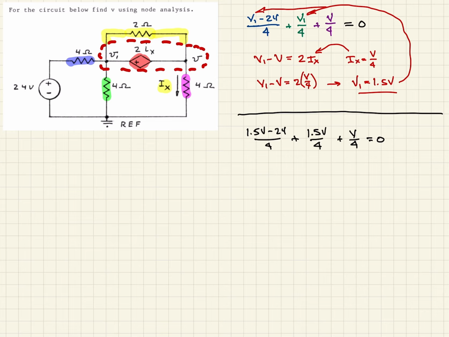And so now we see we have one equation, one unknown. We can multiply through by 4, and that'll give us 1.5 V minus 24 plus 1.5 V plus V is equal to 0. And so that gives us, add up the V's, that's 1.5, 1.5 is 3, plus another is 4, so that's 4V. Move the minus 24 to the other side by adding 24, so we get 24. So finally we get V is equal to 6 volts.